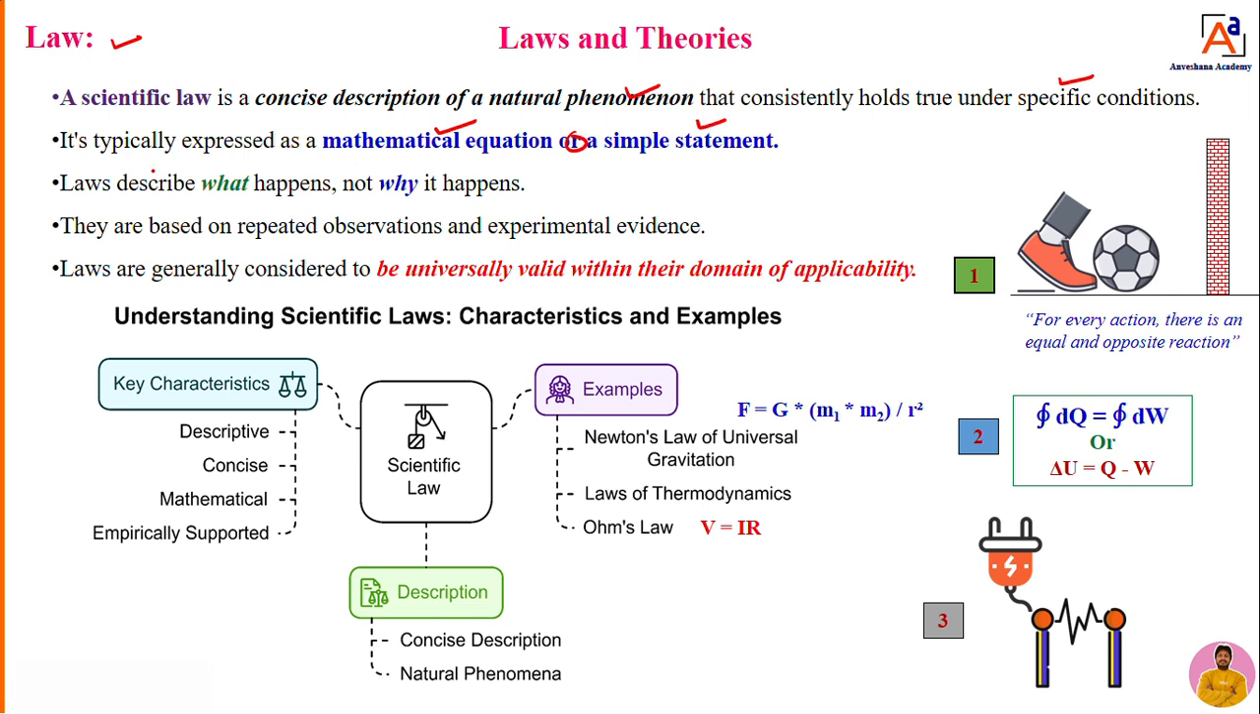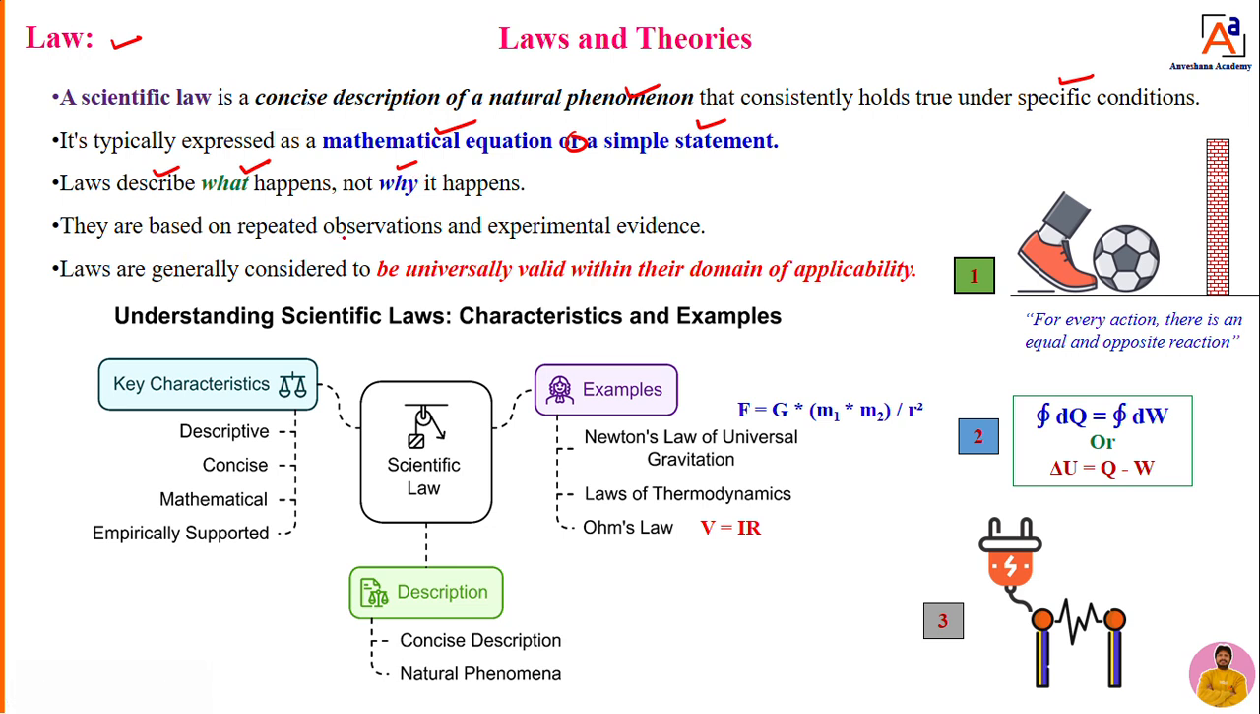And this law will describe what happens. That means what happens, right? You can take some events or observations or incidents. What observation happened, what incident happened, what event happened, that will be described by a law, but it will not explain why that event, incident or observation happened. It will not explain the reason for the event which happened, but it will tell what actually happened there. That is a law.